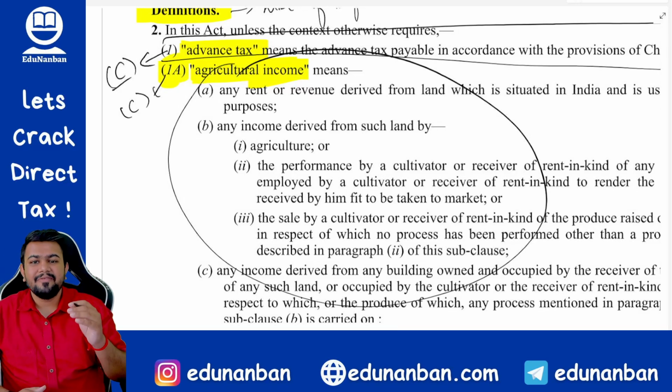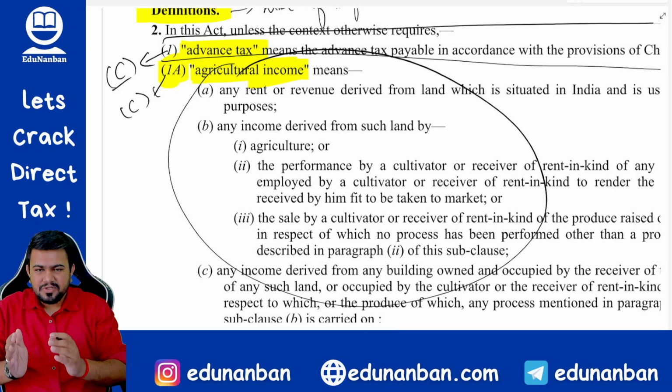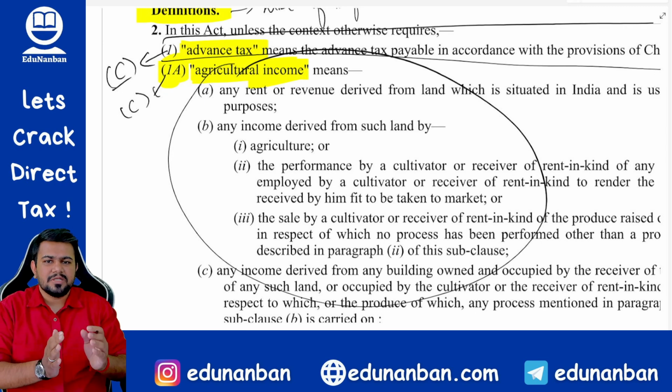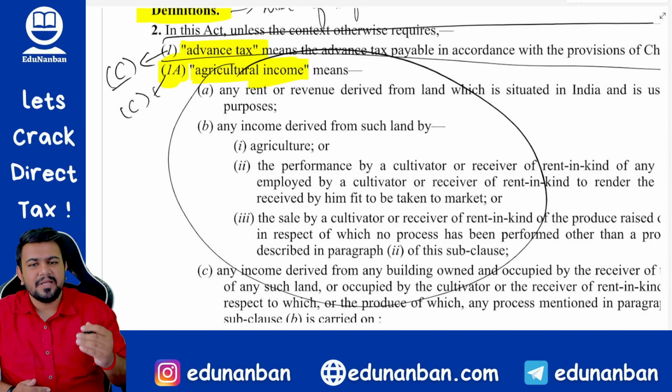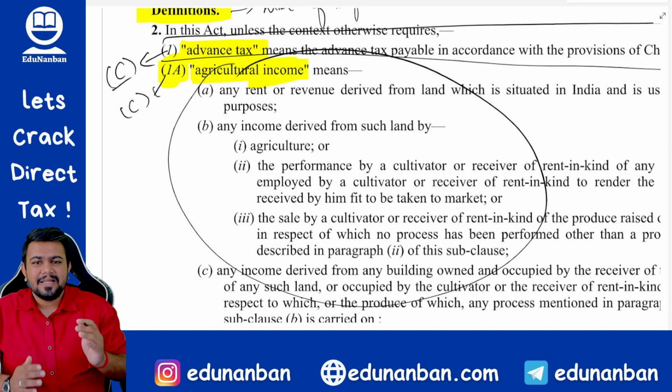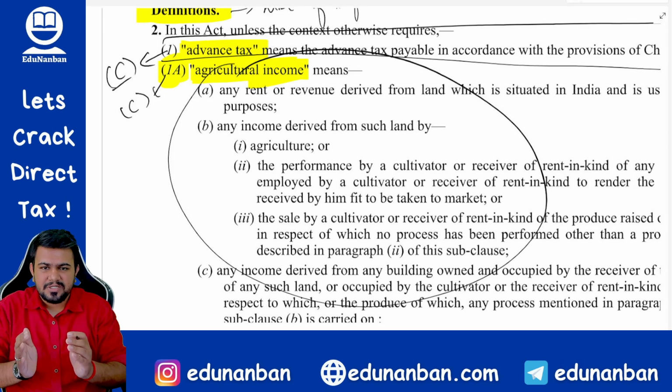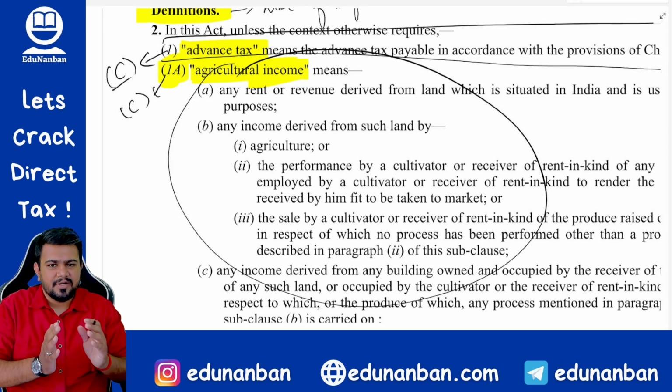Sir, so how will we know whether a section should be read as subsection or clause? Answer is by reading that section only, by understanding that section only, you will be able to realize whether I should use the word subsection or directly I should use the word clause.